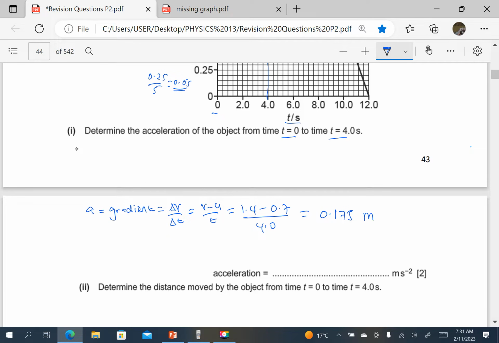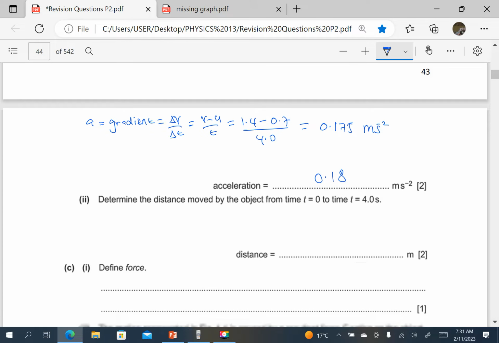0.175 meters per second squared, which is approximately 0.18. Determine the distance moved by the object from t equals 0 to t equals 4 seconds.